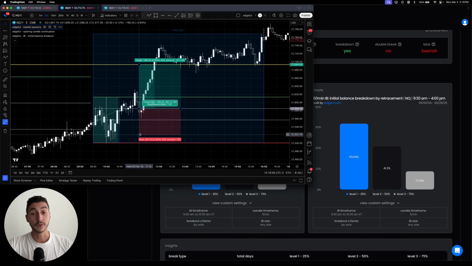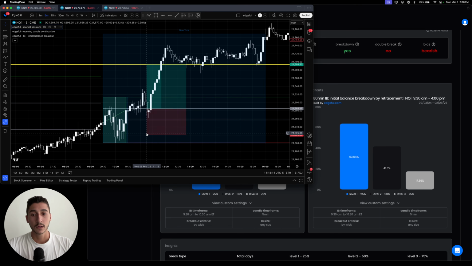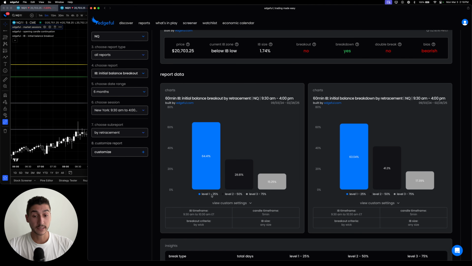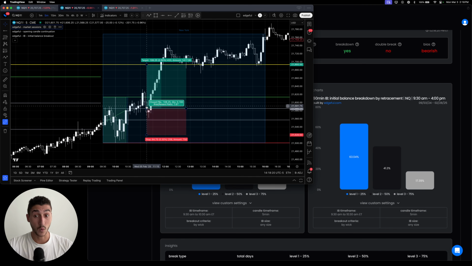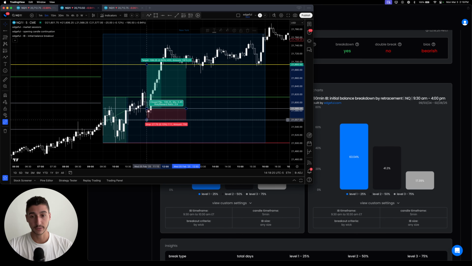So if you know that on a single break day, which is what you want this day to be, if you know that on all single break days, price has only gotten to this 50% mark 28% of the time while not breaking this other side, right over here is a great place to put your stop.